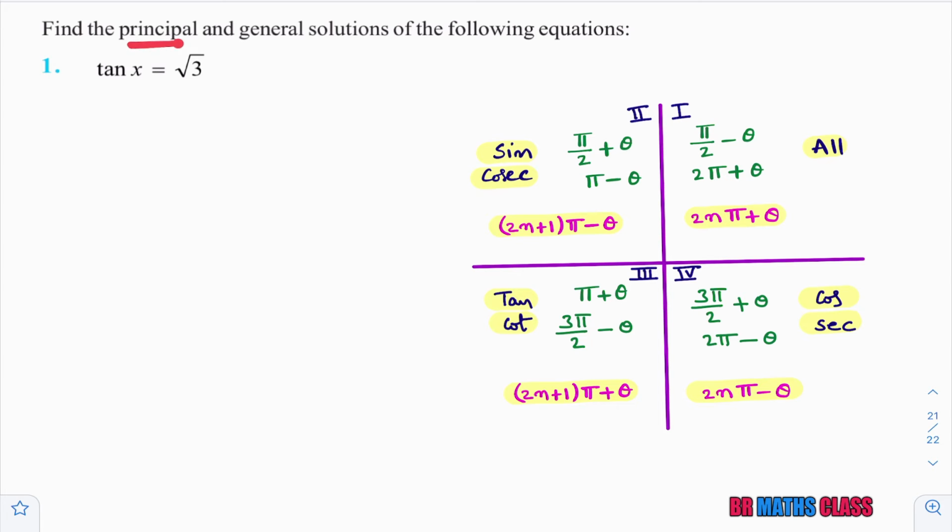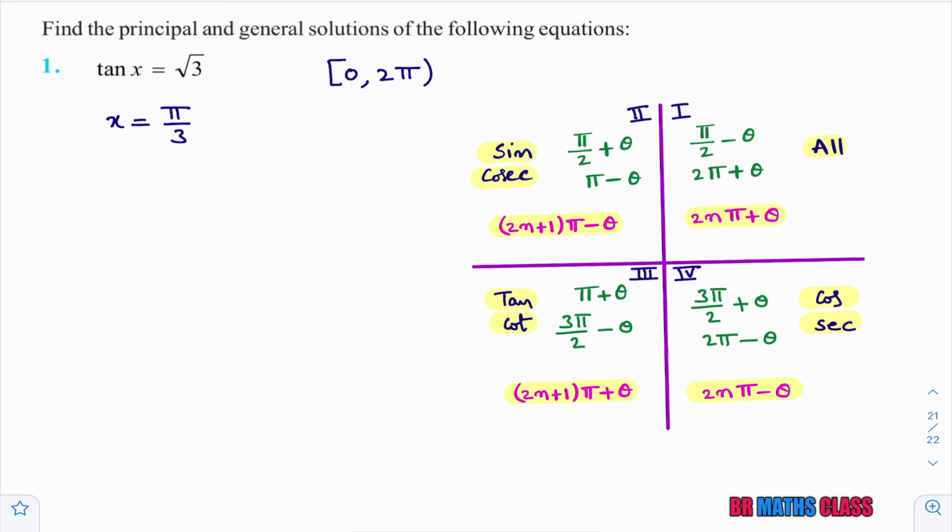What is a principal solution? The value which lies in the interval closed 0, open 2 pi and satisfies the trigonometric equation is known as a principal solution. Here, tan 60 degrees is root 3, which we can understand easily from the trigonometry table. There is no problem finding this. 60 degrees is nothing but pi by 3. So, pi by 3 lies in this interval and tan pi by 3 is root 3. So, pi by 3 is one principal solution.